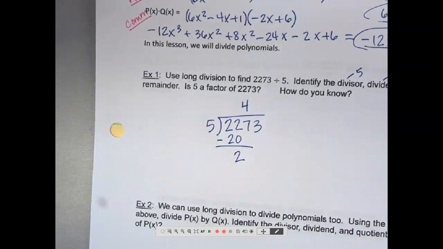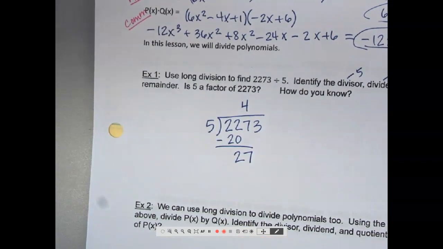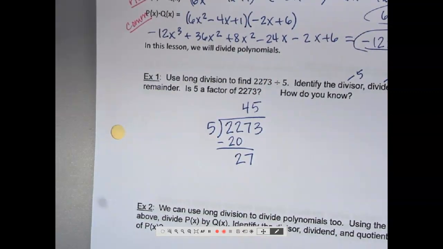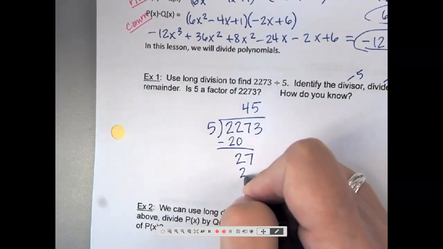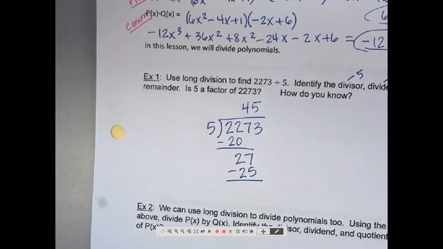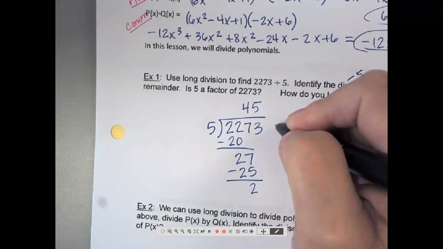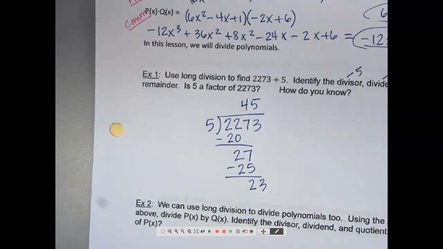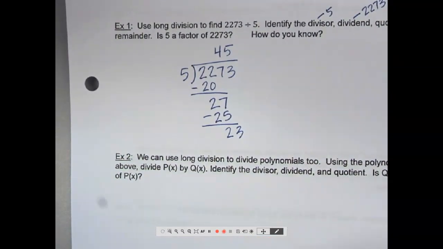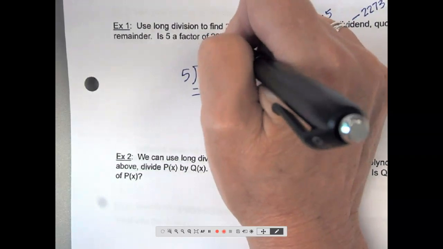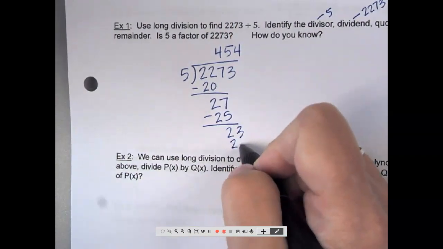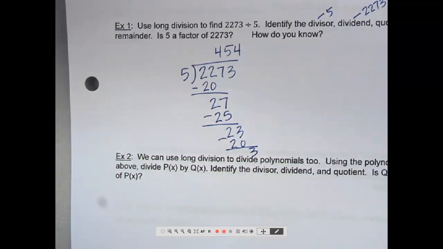Okay, 5 doesn't go into 2, so I do what? Bring down the 7. And I start the whole process again. 27 divided by 5, 5 times, 5 goes up top, 5 times 5 is 25, subtract, that gives me 2. I still have one more number up there, so I bring it down, and then I start all over again. 23 divided by 5 goes 4 times. 5 times 4 is 20. I subtract, and I get 3.